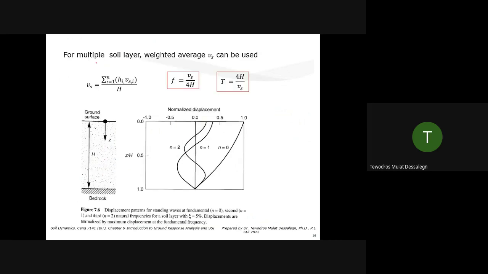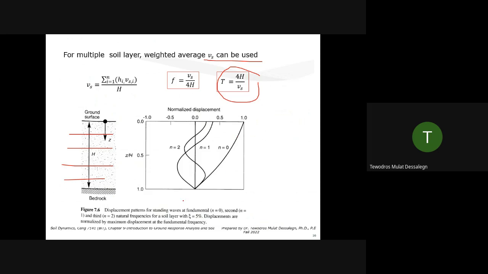For multiple soil layers, a weighted average Vs can be used. But in our soil now, we assume a constant value, one value of G. But if you have many layers, 2, 3, 4, 5 layers, with Vs increasing downward, to estimate the fundamental period of the soil, you can use a weighted average Vs value, because we have this equation like a single Vs value. It's okay to approximate it.